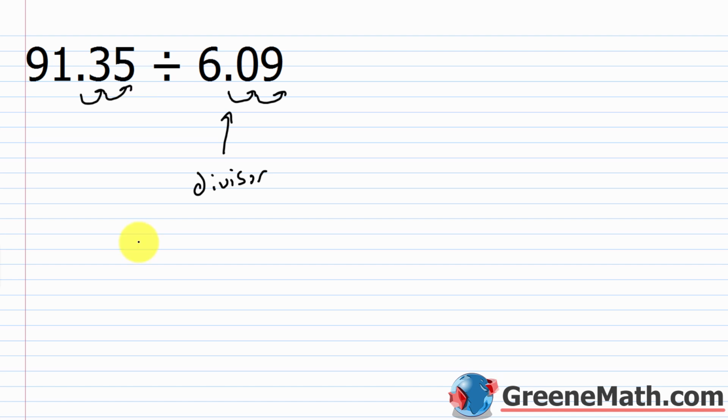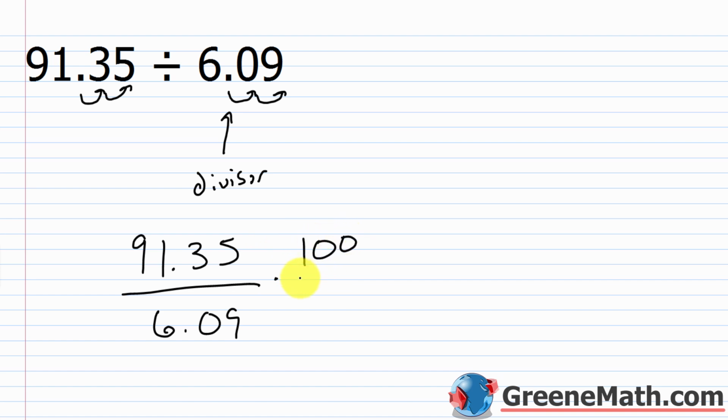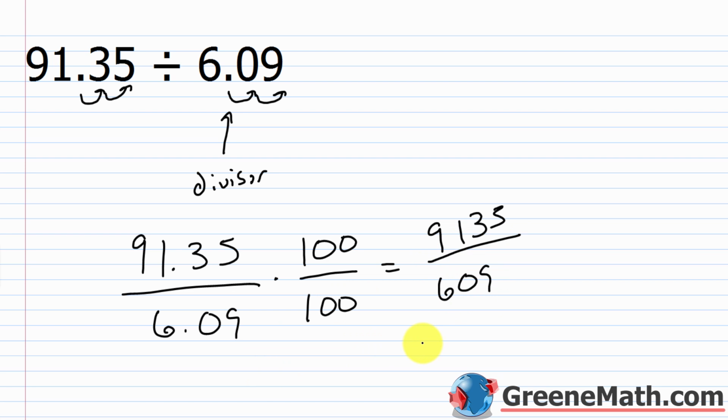In fractional form, you can think about this set up this way. If I just multiply the numerator and denominator here by 100, what I'm going to end up with is what? I'm going to end up with 9,135 over 609. Right? That's all I'm basically doing. I'm matching the movement that was made in the divisor that made it into a whole number in my dividend. Right? So that's the first thing we want to do.